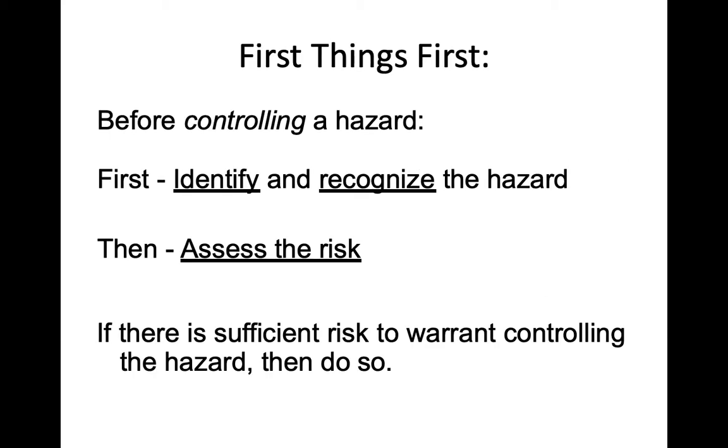So first things first, before controlling a hazard, first we have to identify and recognize the hazard. And secondly, then we have to assess the risk. So if there's sufficient risk to warrant controlling the hazard, then we have to do so.